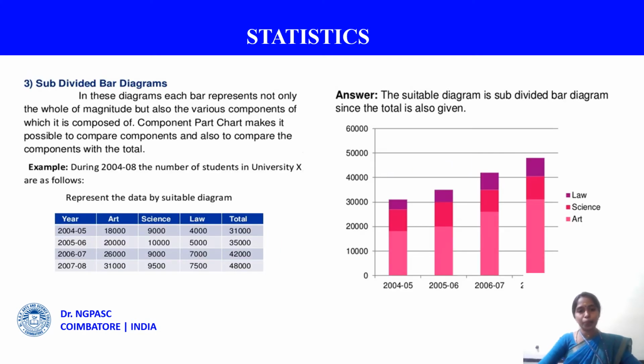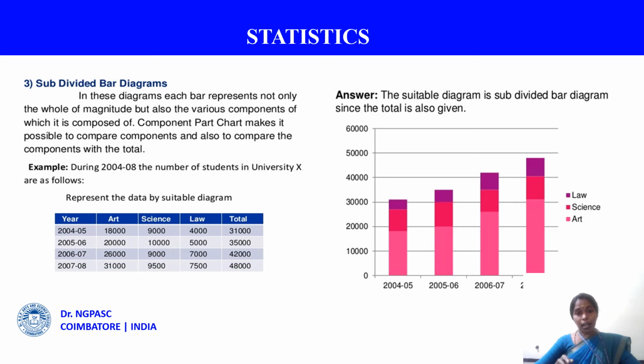Next, subdivided bar diagram. So here under the same bar, if you are going to divide them under different heads, that is called a subdivided bar diagram. So for example, see here, here is given for the particular year, what is the total number of students in the university in arts, science, law. So total strength will be there. So under that, how many learned art, how many learned science.